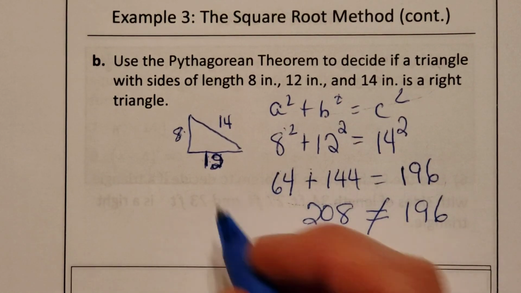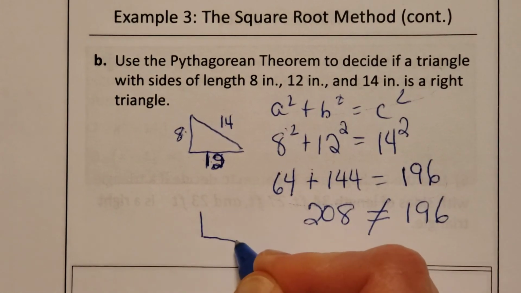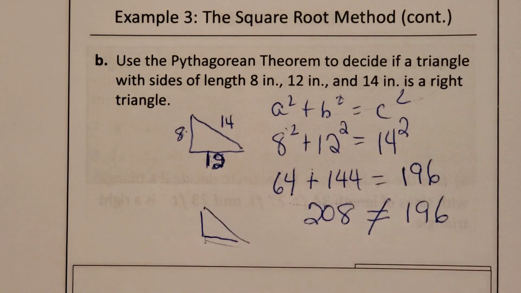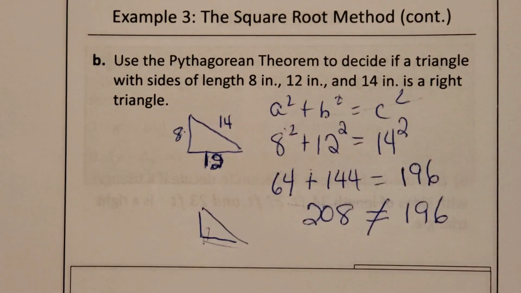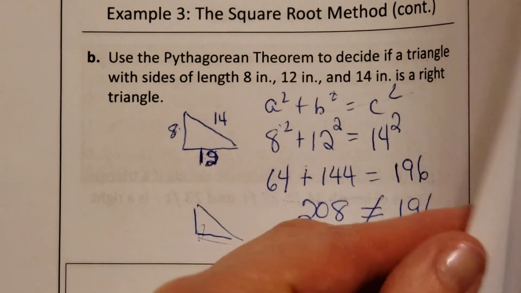It's not a right triangle. It would be slightly tilted. It wouldn't be exactly a 90-degree angle over here in this corner. So since this does not go with the Pythagorean theorem, the answer would be no.